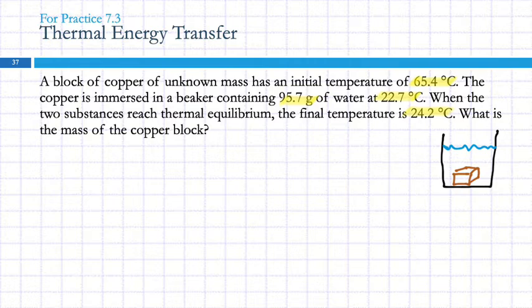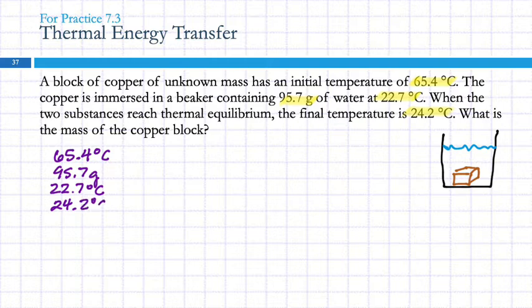I'm going to use purple because I like purple. So I've got 65.4 degrees Celsius. I have 95.7 grams. I have 22.7 degrees Celsius. I have 24.2 degrees Celsius. So what we're looking at here is that Q for the copper is equal to Q for the water, but the sign is different. So we're going to have two specific heat capacities and two masses and two delta T's. So we kind of have to indicate which ones we're talking about.